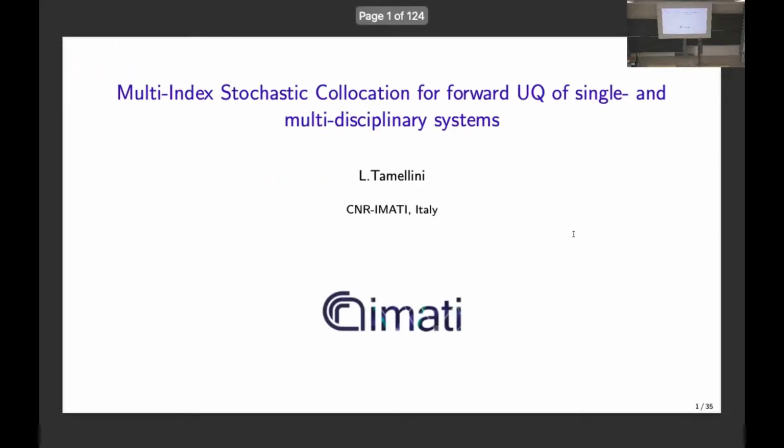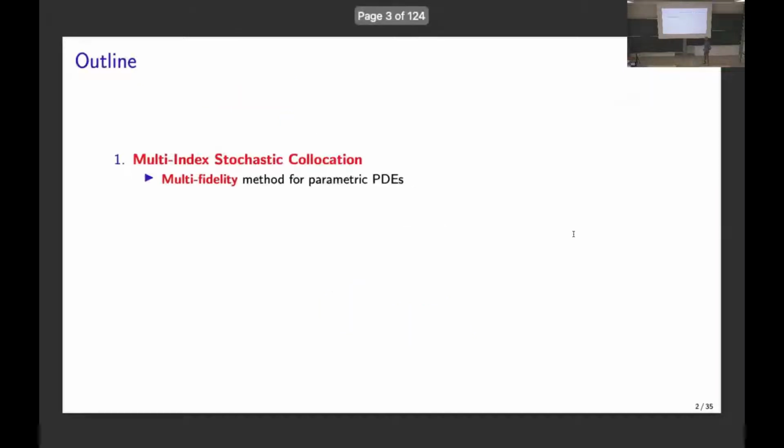So the title, as you see here, is Multi-index Stochastic Collocation for forward UQ. So it's a topic that is overlapping the first and the second workshop of this program. I've actually given a talk already on multi-index stochastic collocation last week, but it was a specific talk on a specific problem. And here I want to take a slightly general view on MISC first, and then I want to motivate why it's a good idea to use MISC if you want to solve multidisciplinary UQ problems.